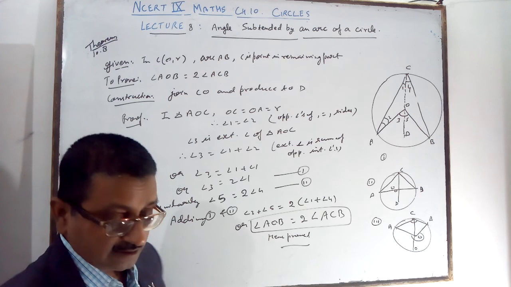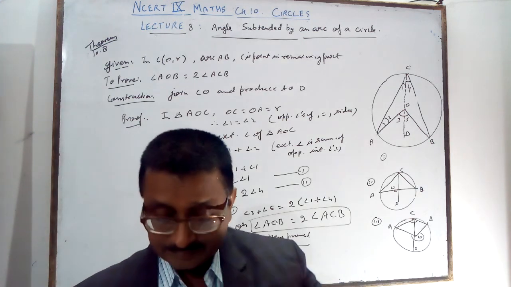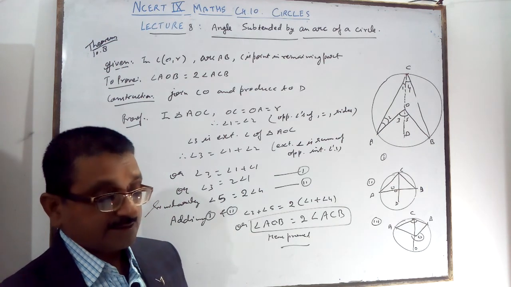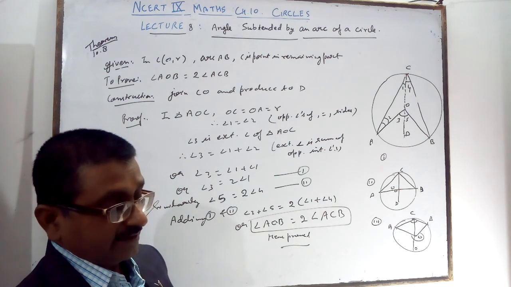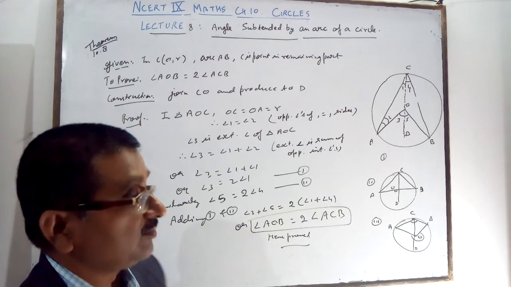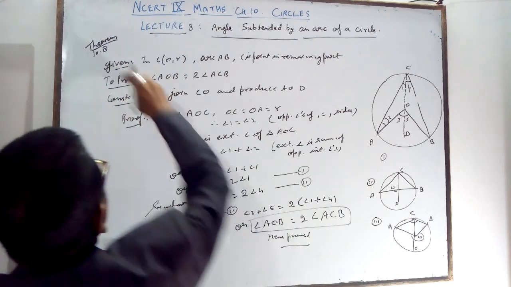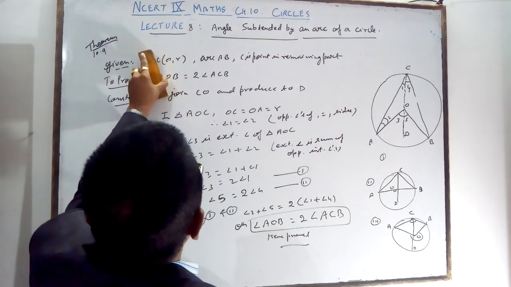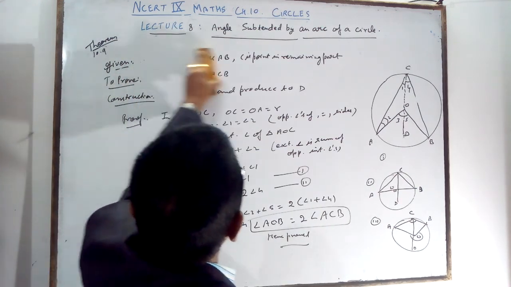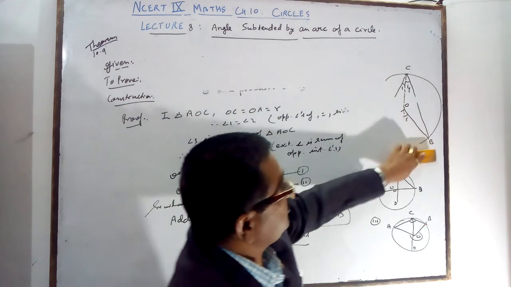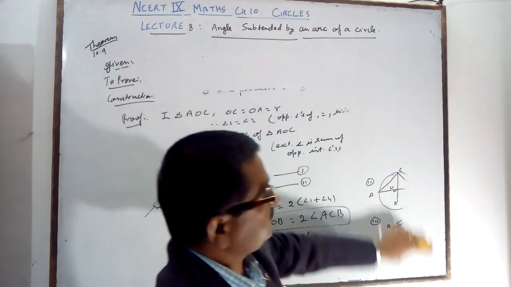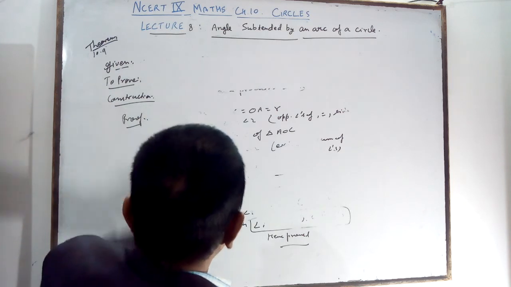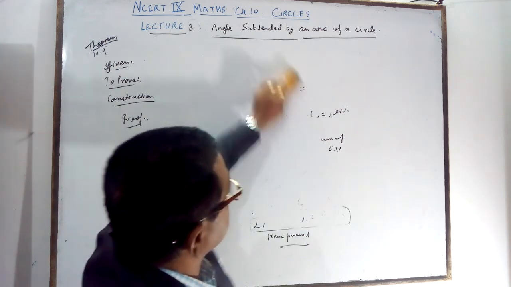Now you will get a very important result, exercise 10.3. Theorem 10.9: angles in the same segment are equal. With the help of this theorem you can prove it. By this theorem you will prove that angles in the same segment are equal. Angle in the same segment, what will you get?